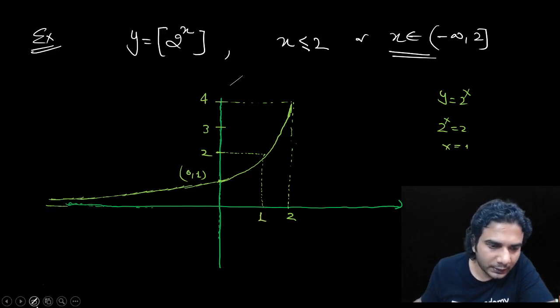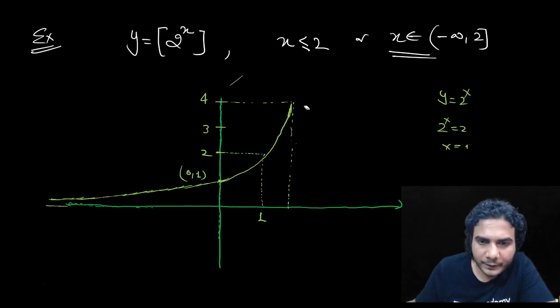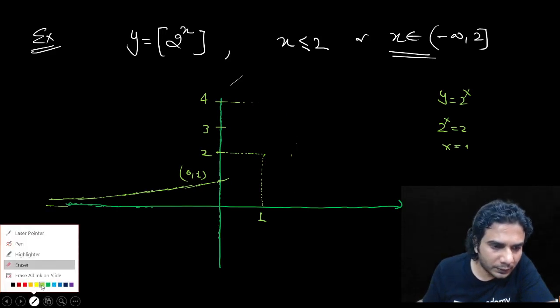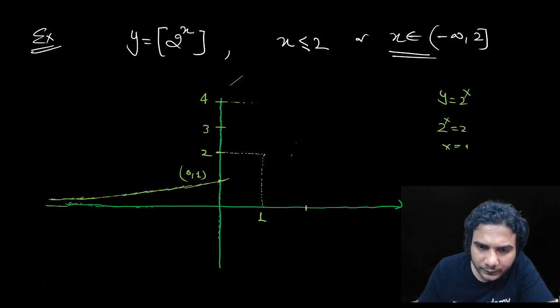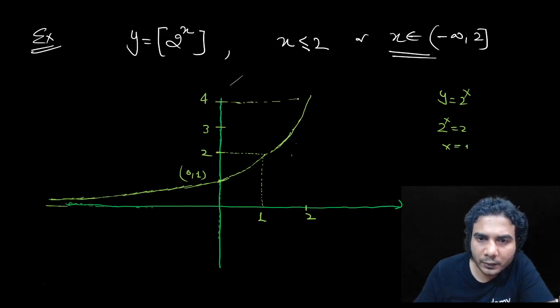This point is 1. And let's shift this 2 slightly. Let's mark this point. Oh, I'm sorry. I'll take 2 somewhere here. So it will go up like this to reach 4 when x is equal to 2.